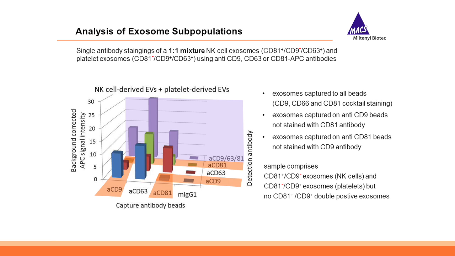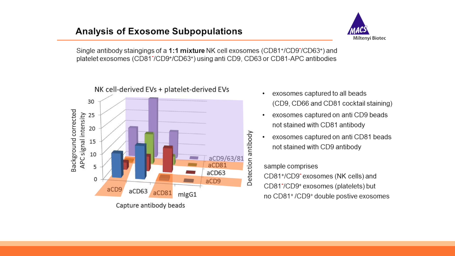But if we now look at the CD9 beads and the staining with CD81, we hardly see any signals. So there have been exosomes captured on the anti-CD9 beads, but they are not stained with CD81 antibody. And the same is true for the CD81 antibody beads. Exosomes are captured there, but you don't get signal if you stain with CD9.